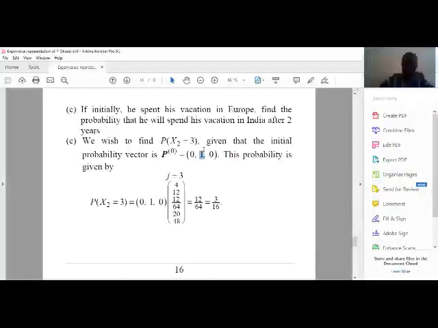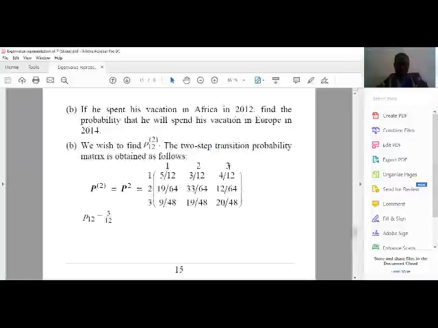Good. So what's the question again? If he spent his vacation in Europe, find the probability that he will spend his vacation in India after 2 years. After 2 years, so you determine the two-step transition probability matrix. And which column is India? Is it this, this, or this? The last one.